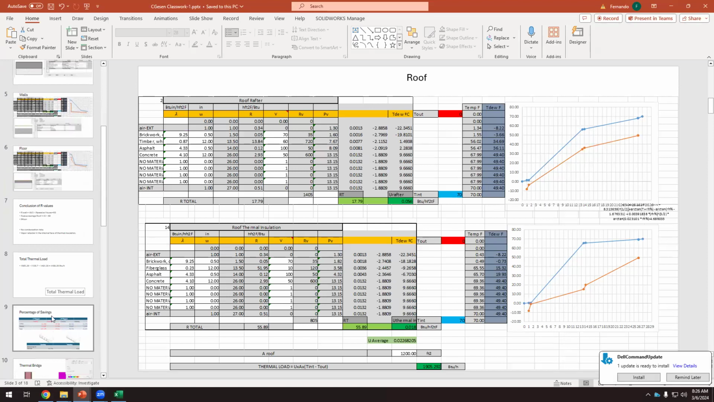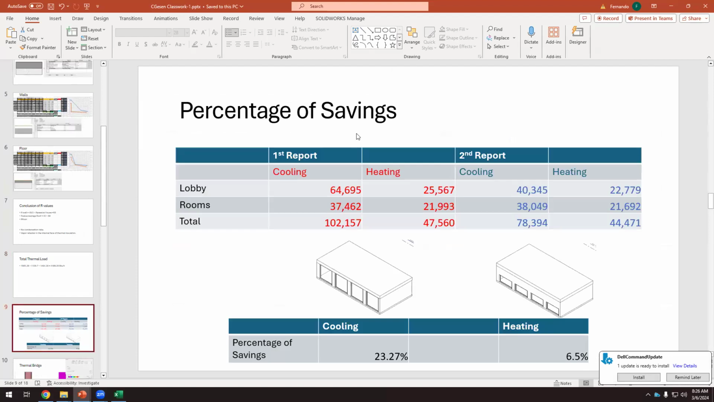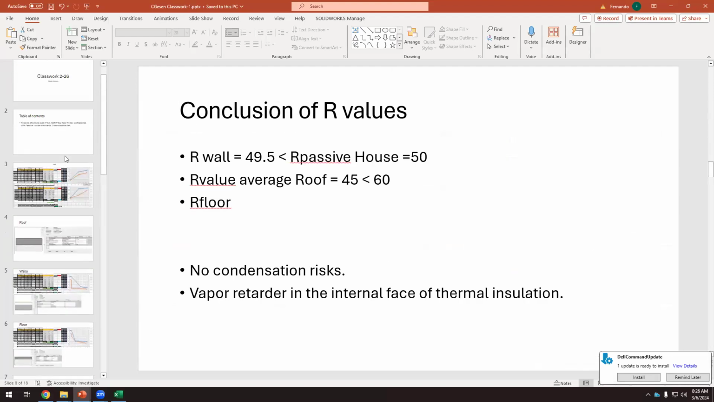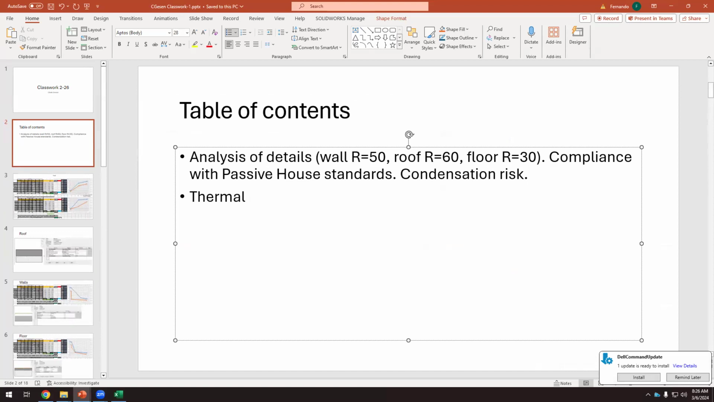Okay, so what's next? We analyze the thermal loads. So the second point of this table of contents is the thermal loads. And the thermal loads is the peak cooling and heating power. Okay, so this is what we have to analyze now. Thermal loads, peak cooling and heating power. And what software did we use to do that? It's Revit. Okay, so we analyze these peak thermal loads with Revit.